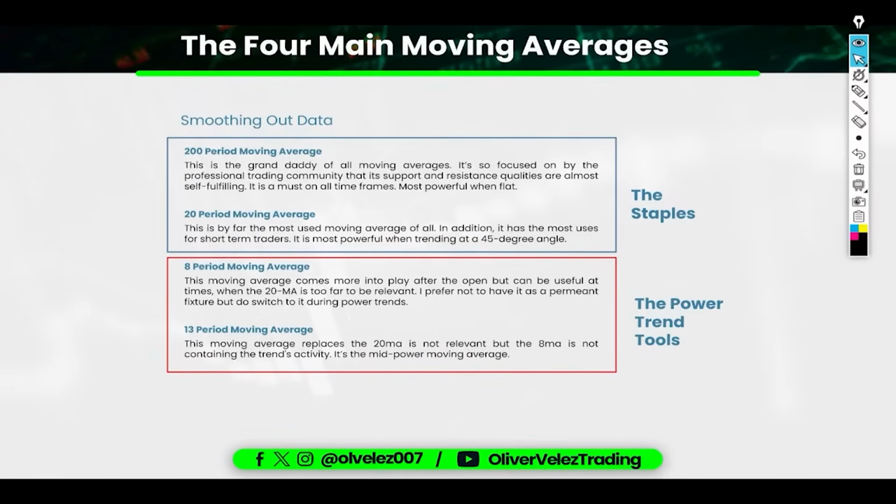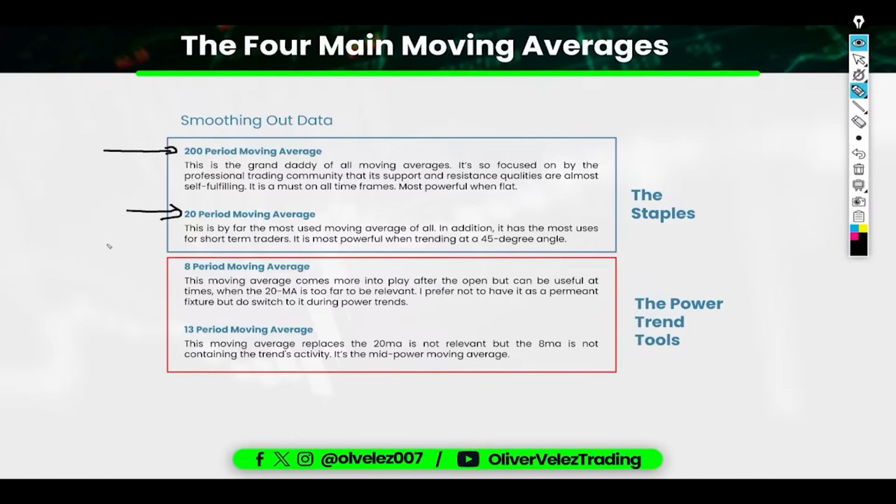So guys, there are basically 4. Just like there are 4 major time frames, there are 4 moving averages that I rely on. The first 2 are the 200 period moving average, that's the granddaddy of them all, and then there's the 20 period moving average. They're all simple moving averages.